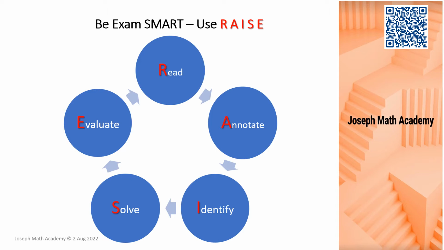This is the exam smart strategy that I'm using. It's important to read every question carefully, whether it is MCQ, short answered question, or long answered question. We have to read every question carefully and annotate. Annotate means we have to pick up keywords through underlining, circling, arrowing. From the keywords that have been picked up, we should be able to identify the concepts that we are using. Once we know the identified concepts and heuristics, we can solve each question very easily.